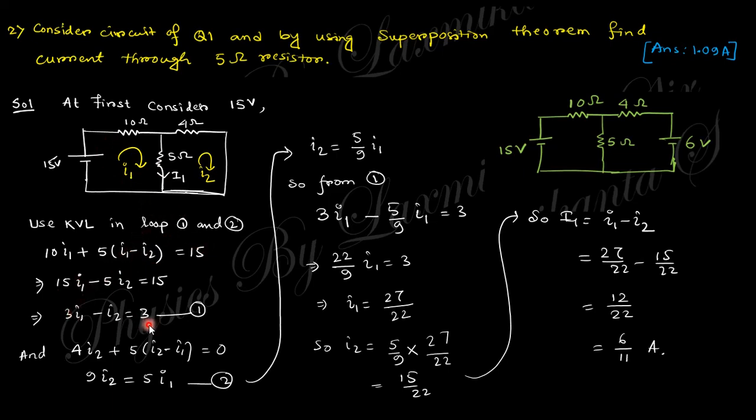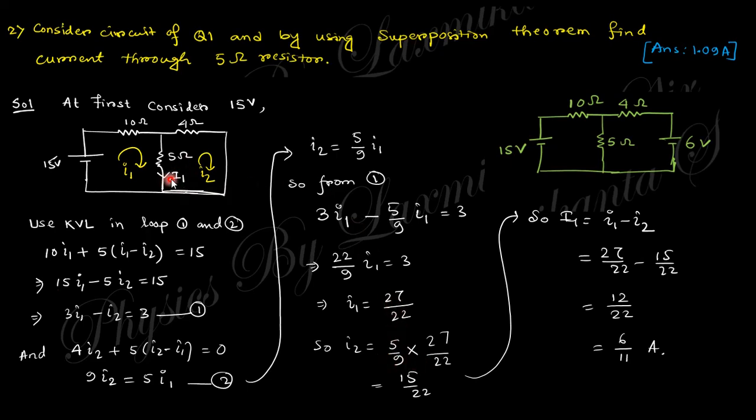So you will get this equation, and in loop 2 you will get 4 I2 and 5 (I2 minus I1), and there is no voltage source, so this is 0. So you will get I2 equal to 5 by 9 I1. Put this value of I2 in this equation, you will get the value of I1. After getting I1, you will get the I2 value using this equation. So you will get I1 and I2.